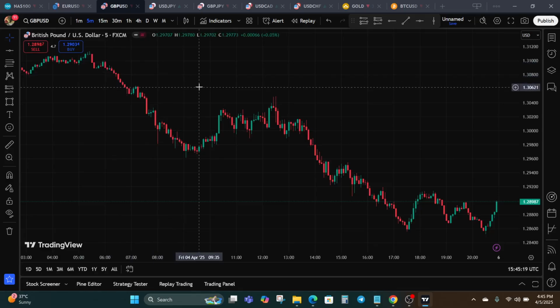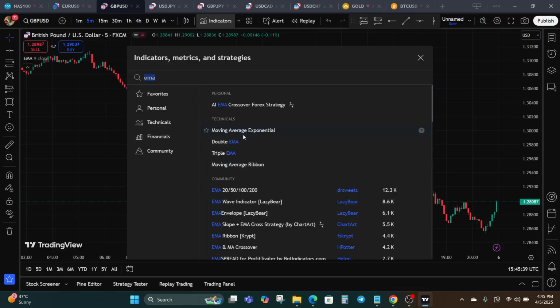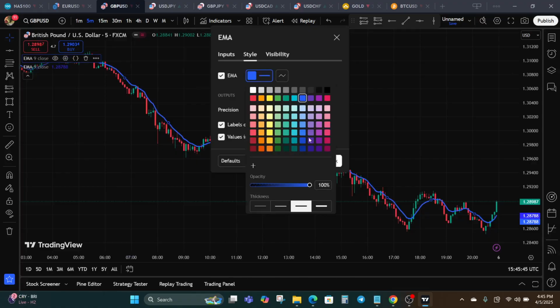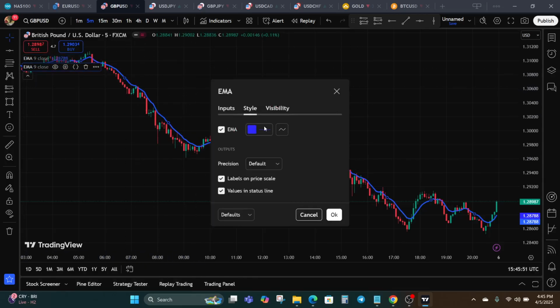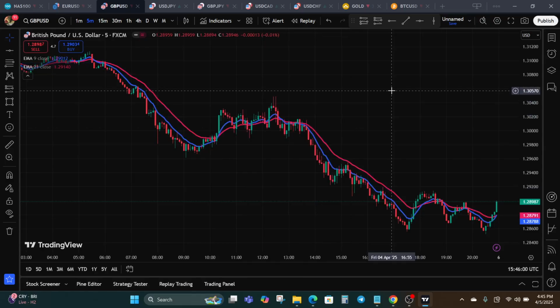Now, let us just quickly set up your chart. You will need to add two EMAs to your chart, one with a shorter period and one with a longer period. The most common setup is the 9-period EMA and the 21-period EMA. So let us quickly add both EMAs to the chart. Here we have the 9-period EMA. We're just going to make this one the 21 period.